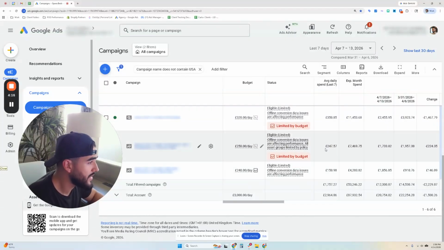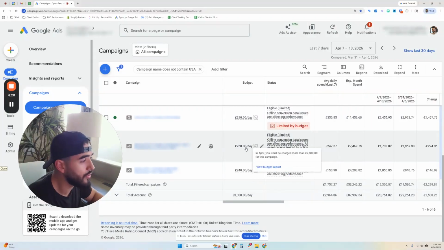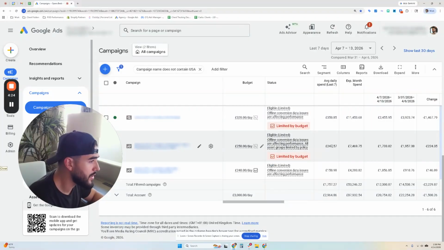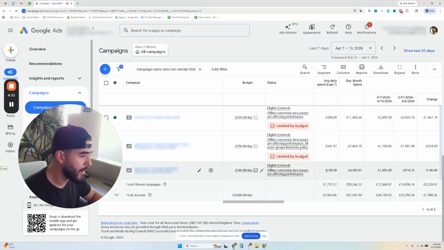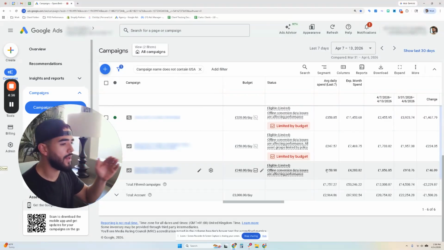So you'll see for this campaign, look at it, we have 250 a day. It's pretty much spending 99% of the daily budget. So for this one, if I wanted to scale it, I would just scale it because it's ready for scale. It's already spending its full daily budget. But for this one, the scaling mechanism would look different. And so that's essentially how I interpret this data.